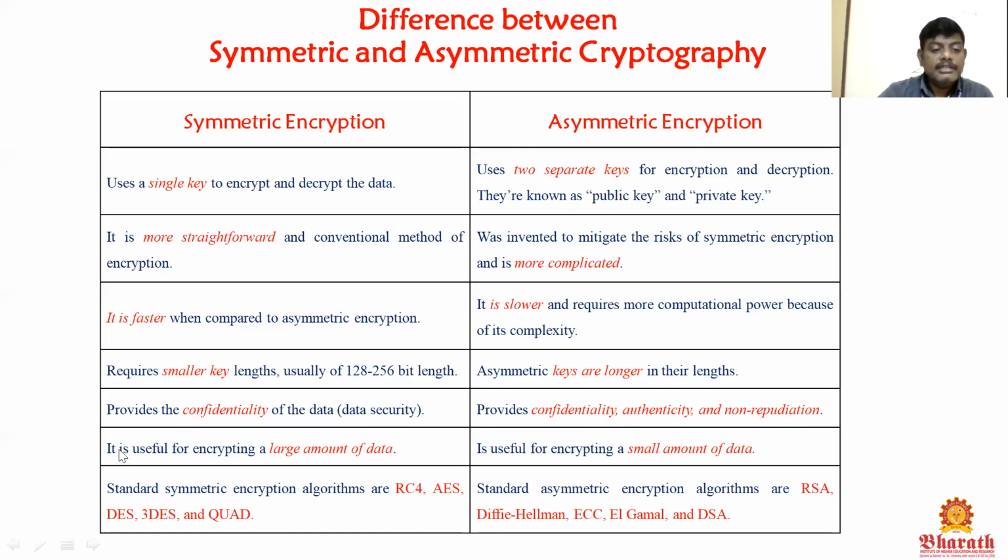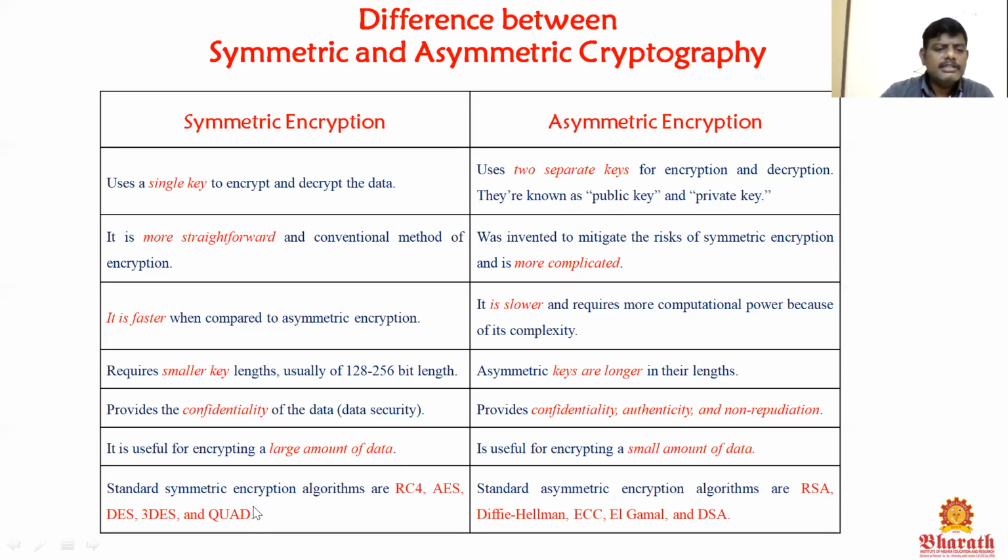Next difference: symmetric cryptography is useful for encrypting a large amount of data. Using symmetric cryptography, we can encrypt a large amount of data. But in the case of asymmetric cryptography, we can encrypt only a small amount of data.